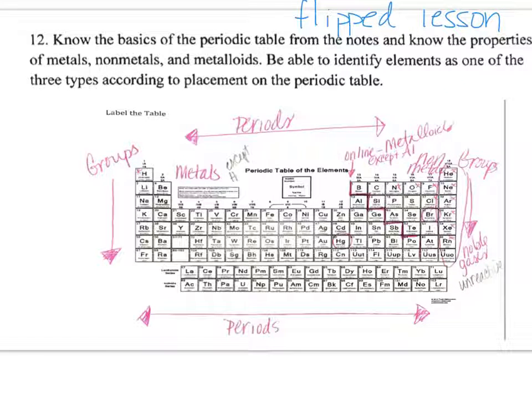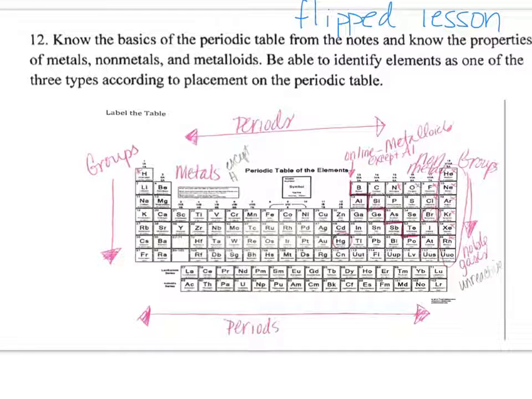Okay, so we know from our flipped lesson, we have to know the basic parts of the periodic table and know the properties of the metals, nonmetals, and metalloids. So here's the periodic table that we had in our notes that we did in our flipped lesson. Remember, the groups go up and down. So group, group, group, all the way up and down, up and down, up and down. And then the periods go side to side. So these are the periods.